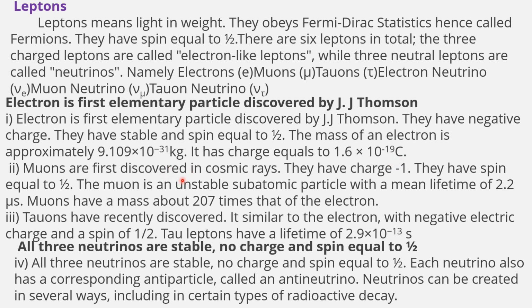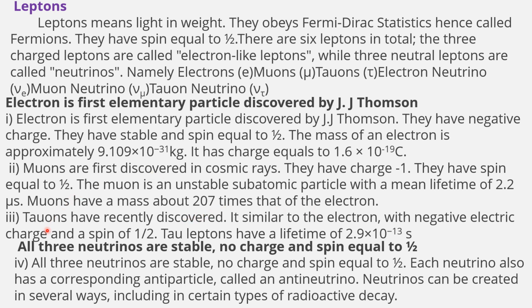Muons were first discovered in cosmic rays. They have charge minus 1. They have spin equal to half. The muon is an unstable subatomic particle with a mean lifetime of 2.2 microseconds. Muons have a mass of about 207 times that of an electron.